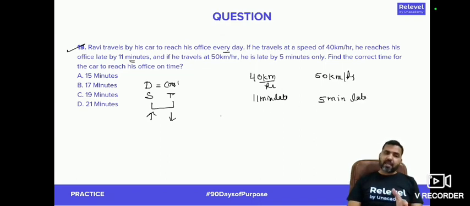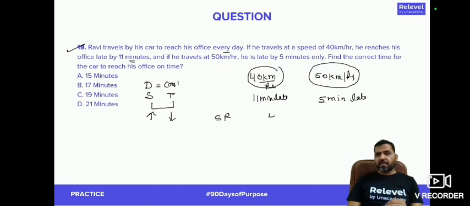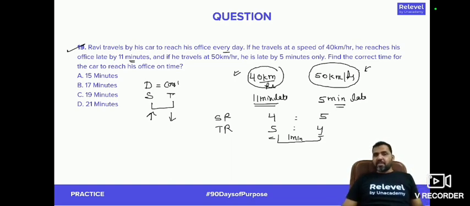Now, can I find out the speed ratio first? Speeds are given, so I can find out the speed ratio. Speed ratio is 4 ratio 5. Can I say time ratio would be 5 ratio 4? If at a speed of 40 km per hour he is taking 5 units of time to reach the office, at a speed of 50 km per hour, he'll be taking 4 units. This gap here is of 1 unit. I want the gap between 11 minutes late and 5 minutes late. It's a gap of 6 minutes.